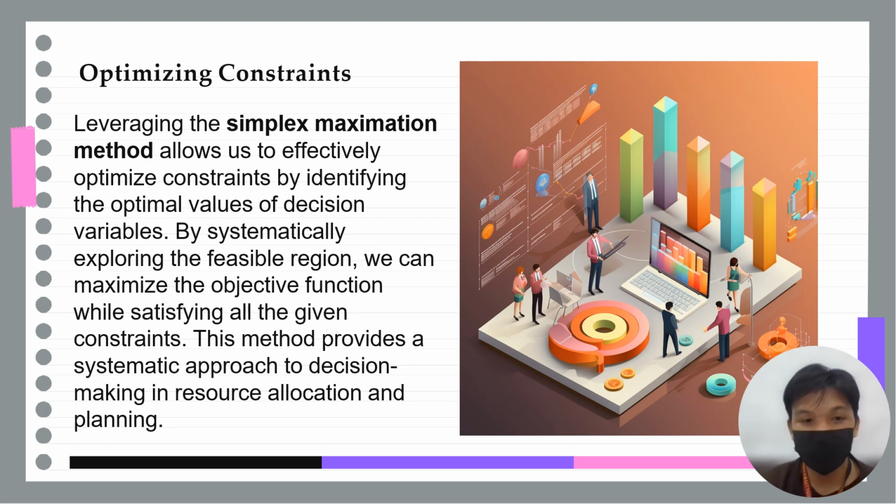We can effectively optimize constraints by identifying optimal values of decision variables. By systematically exploring the feasible region, we can maximize the objective function while satisfying all given constraints. This method can provide us a systematic approach to decision making and research, allocation, and planning.